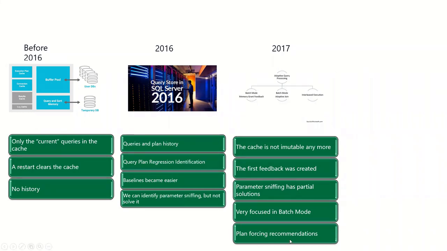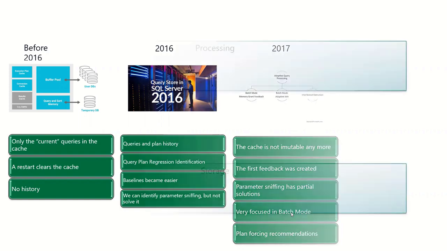But just to mention, another feature which started in 2017 was plan forcing recommendations. In fact, this feature could be a clue for where we were going in the future. What is this plan forcing recommendations? Based on the history that Query Store was providing to us, SQL Server started to give us recommendations. Oh, according to the history, you should force this old plan for this query because this query is suffering with query plan regression. So SQL Server started to give us recommendations based on Query Store history, and this was just the beginning. But let's talk about batch mode to leave it clear.